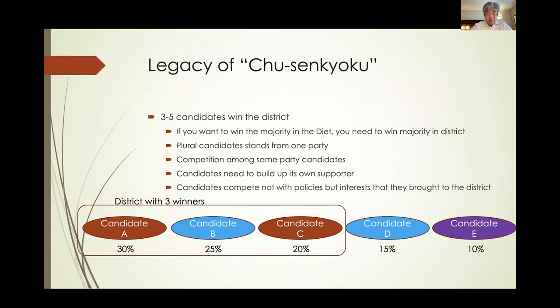So that means that if there is a three-seat district, and 5 candidates are standing for the election, then these three candidates will get through. And even if you gain only 20%, you will still be able to be elected. And these colors represent the same party.